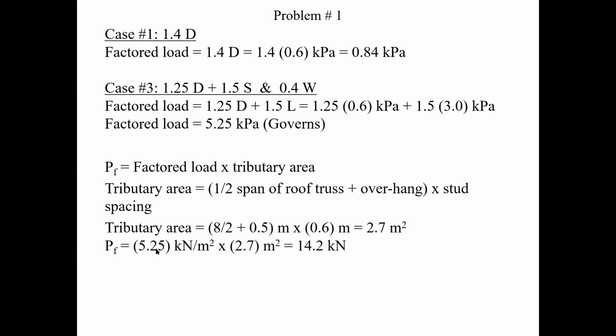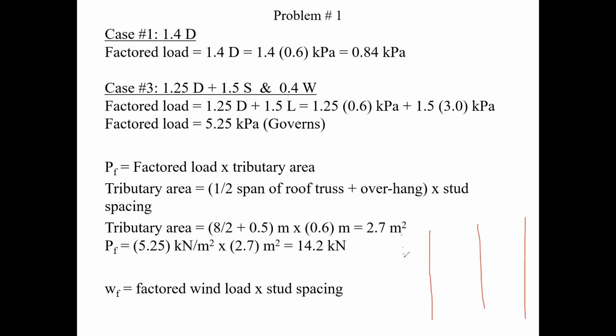Now, PF is your factor load times your tributary area. It gives you 14.2 kilonewtons. So that's for your axial force. And now for the wind, you don't have to calculate MF. You simply have to calculate the factored wind load. And therefore, the factored wind load is equal to the factored pressure times the stud spacing. In other words, if I look at an elevation here, here are my studs. Each stud is going to have that tributary width, which is of course the spacing that's going to be acting on it. And that's going to give you your WF on each stud.